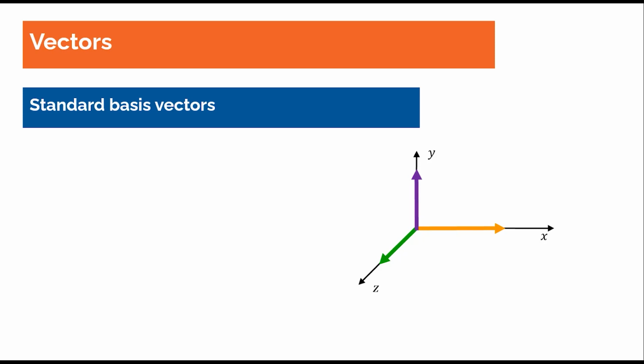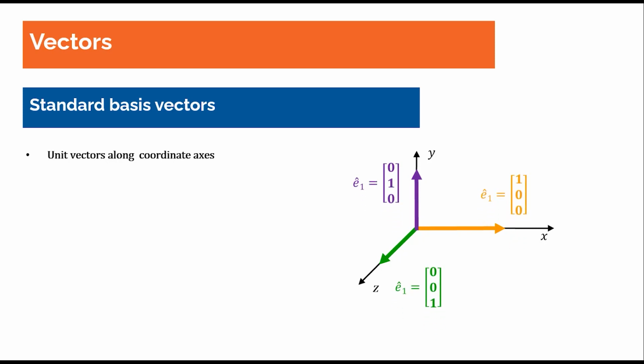The first property is that the standard basis vectors are unit vectors along the coordinate axes, as we saw in the previous section. Therefore, they have a 1 as one of the components and zeros as other components. The second property is that all standard basis vectors are orthogonal. Orthogonality implies several applications in linear algebra, including linear independency, simplification of computations, and so on.